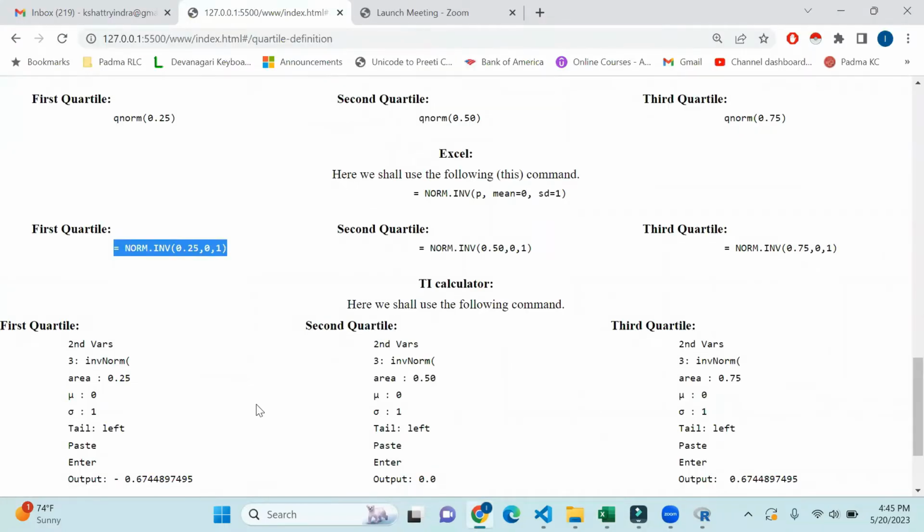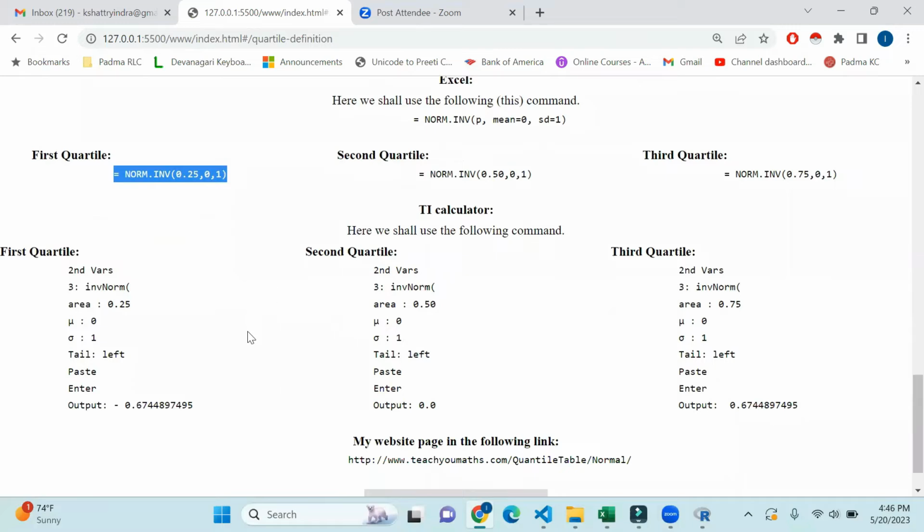To get the quartiles on the TI calculator, we press two buttons, second, distribution. This leads to a menu screen. Press 3 for invNorm, where we input the following information: area, mean, and standard deviation. Area, that is probability, 0.25 for first quartile, 0.5 for second quartile, and 0.75 for third quartile.